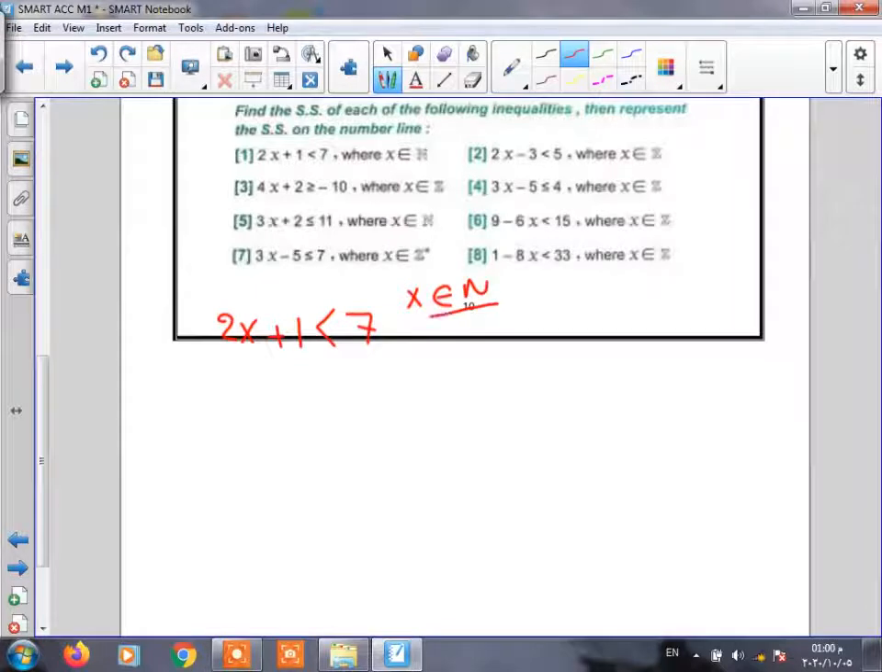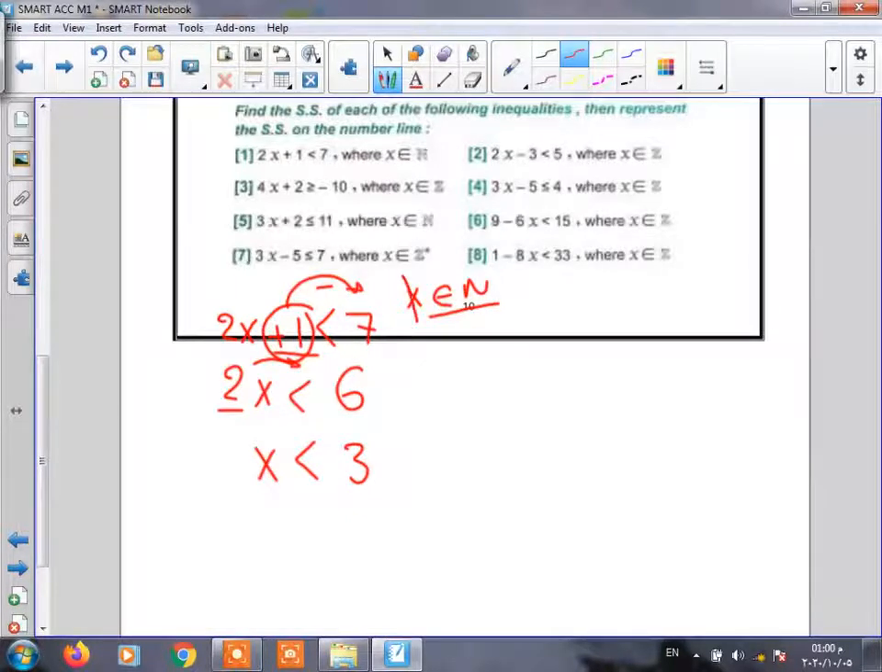First I will take the plus 1 to the other side, making it minus. So 2x < 7 - 1, which is 6, because plus becomes minus. Then I will take the 2 to the other side by dividing: x < 6 divided by 2, which becomes 3. So x is smaller than 3 and x belongs to N.